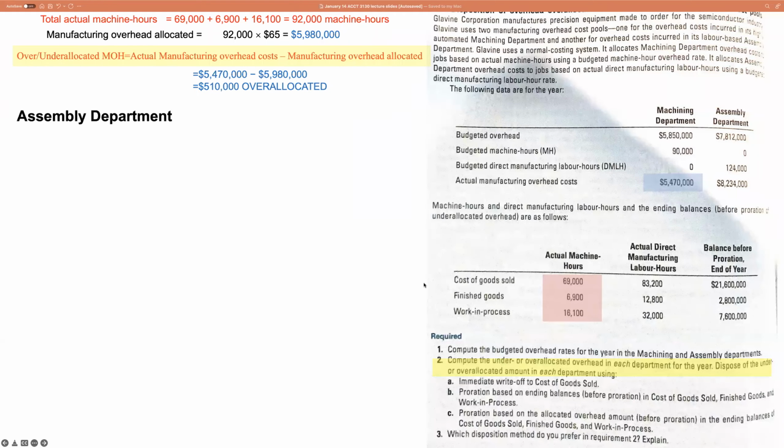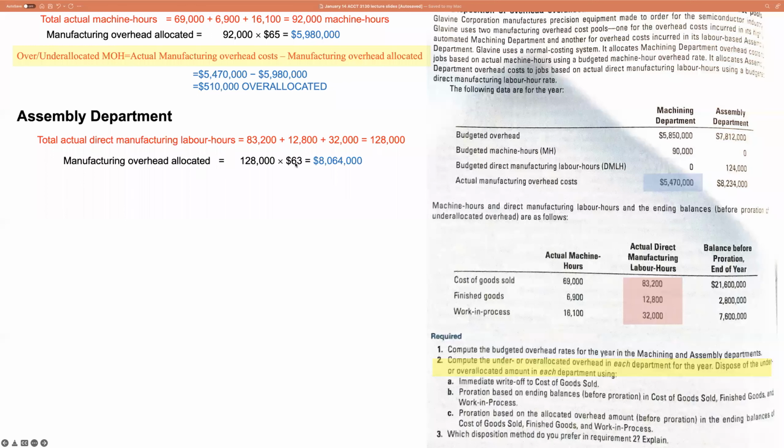Yeah, that's exactly right. So we are doing the same thing. Are you able to see that? The highlight shifted, so now we are dealing with the labor hours. So we're going to add up all these labor hours. This is my total direct manufacturing labor hours. And then we are using the rate we calculated in the first step, which is $63. So it worked out to be just over $8 million. This is how much I allocated during the year.